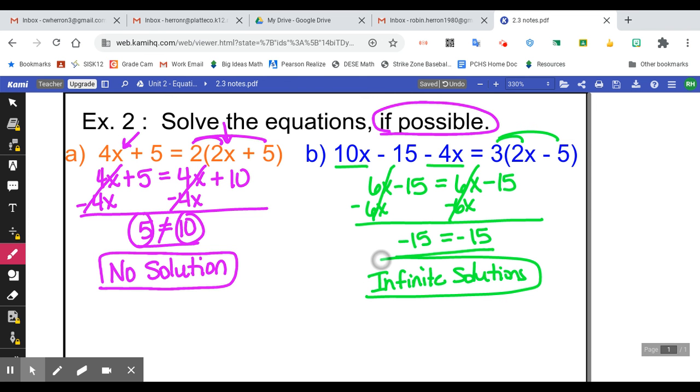And we say that because if you're going to do the exact same thing on this side as you are on this side, the number will always come out the same in the end. Okay?